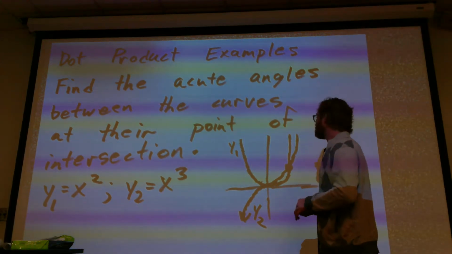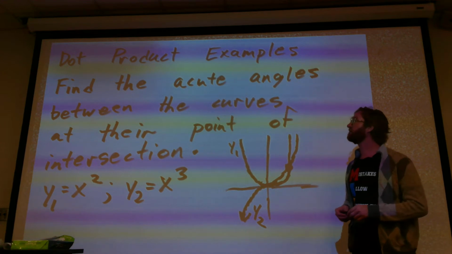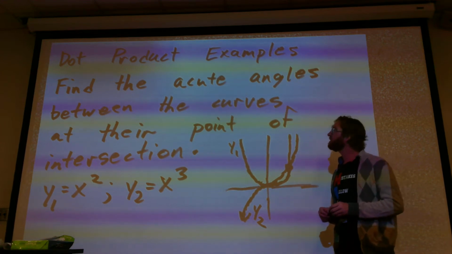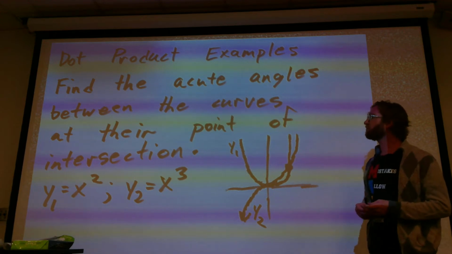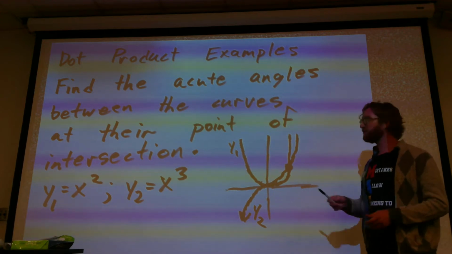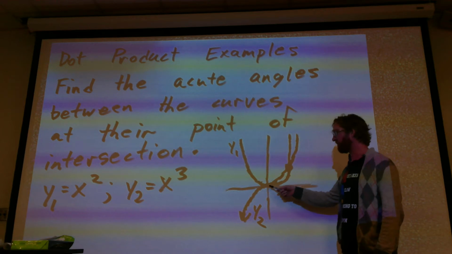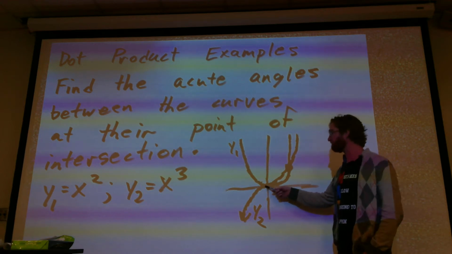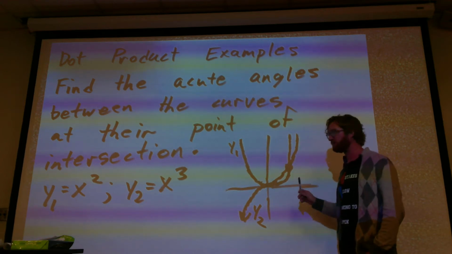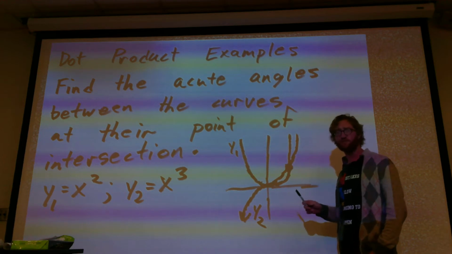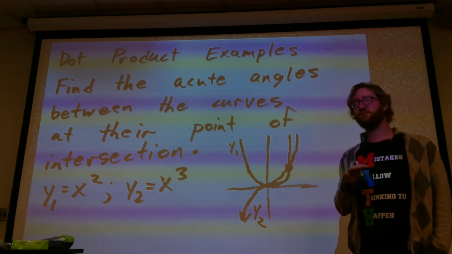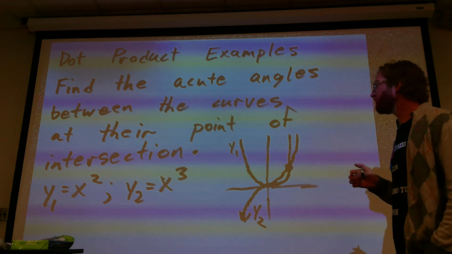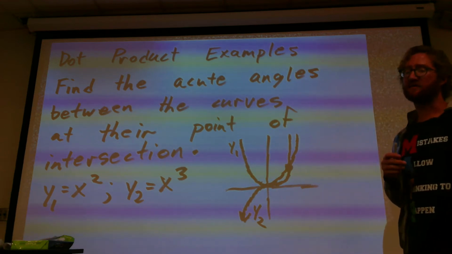So this is going to be a couple examples related to the dot product. Okay. So this question says, find the acute angle between the curves at their point of intersection. Now, we have 2 points of intersection. We have a point of intersection here at 0, and we have a point of intersection here at x equals 1. Okay? So if we want to figure out the angle between 2 curves, what are we going to do? We're going to look at their tangent lines.